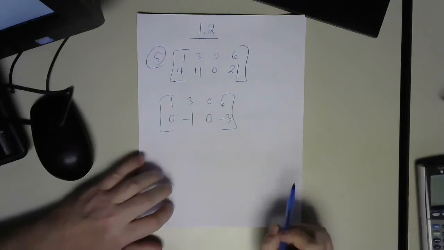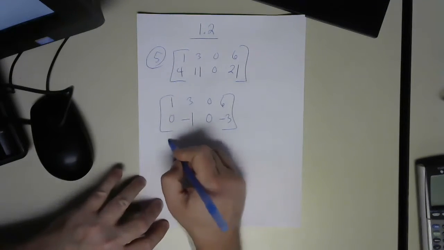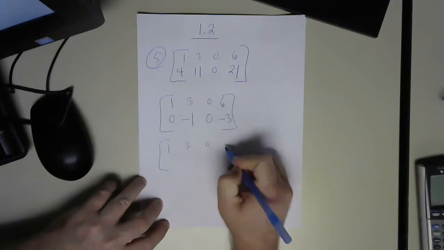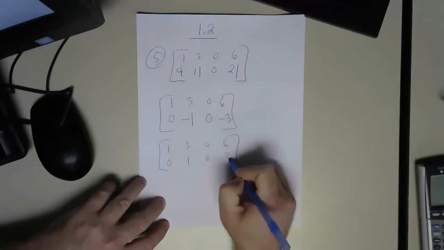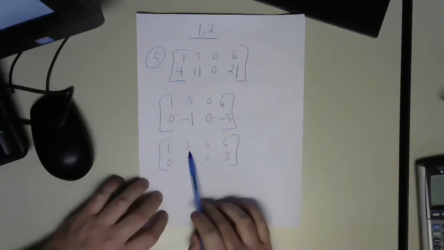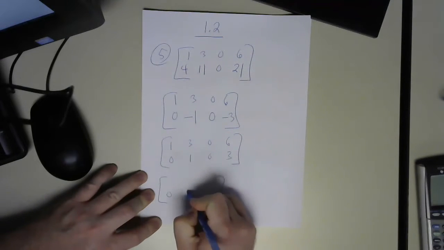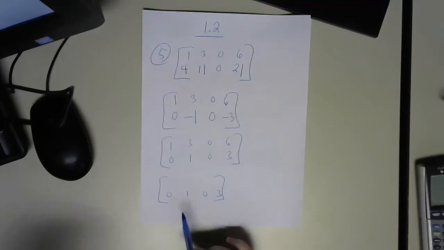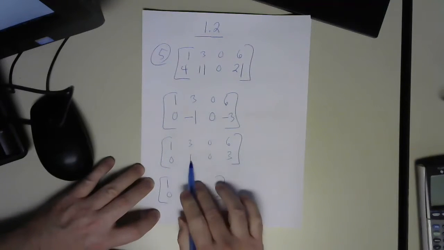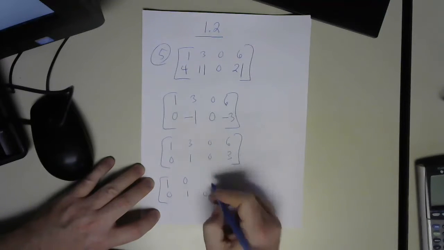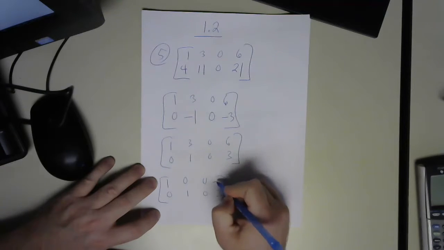Okay, so now let's move on to this column. And it looks like I want to change that into a 1. So obviously I'd multiply that whole second row by negative 1. Okay. Now let's try to change this thing into a 0. So I won't change the second row at all. But it's basically going to be negative 3 times the second row plus the first row. So negative 3 times that plus that is 0. Negative 3 times that plus that is 0. Negative 3 times that is negative 9 plus 6 is negative 3.